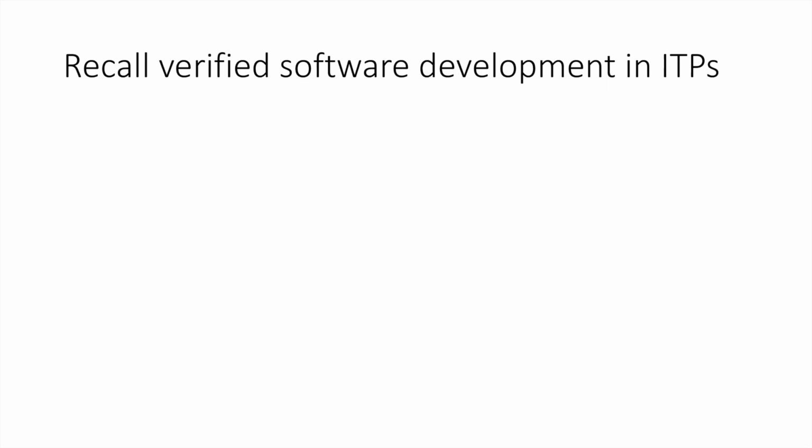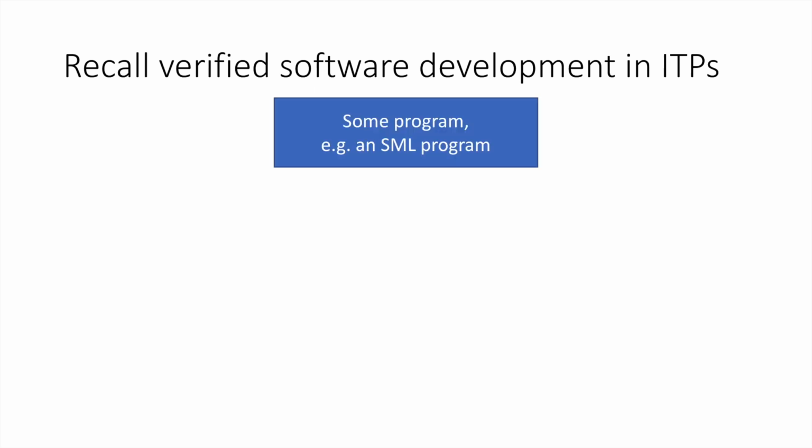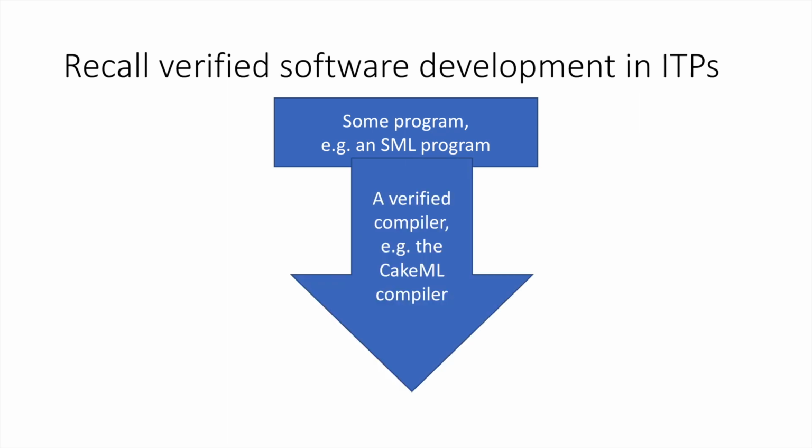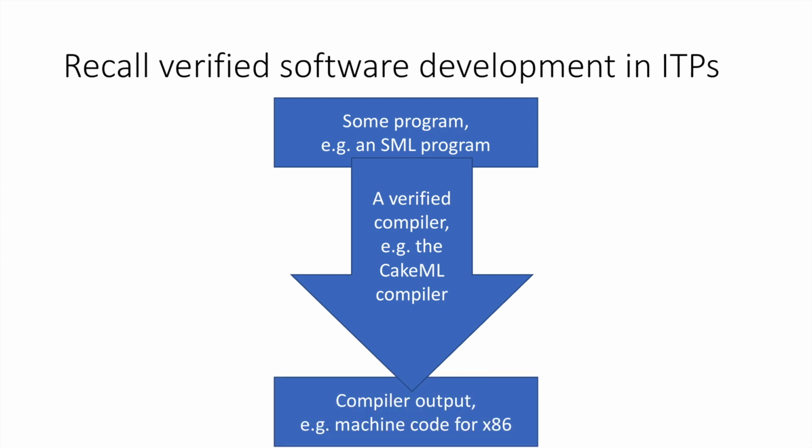So let's start by recalling what is usually done when developing verified software inside an ITP. We start with some program, for example an SML program, and we have a verified compiler, for example the CakeML compiler. Then we want to produce machine code for some target machine, for example machine code for x86. And this is of course done using the compiler.